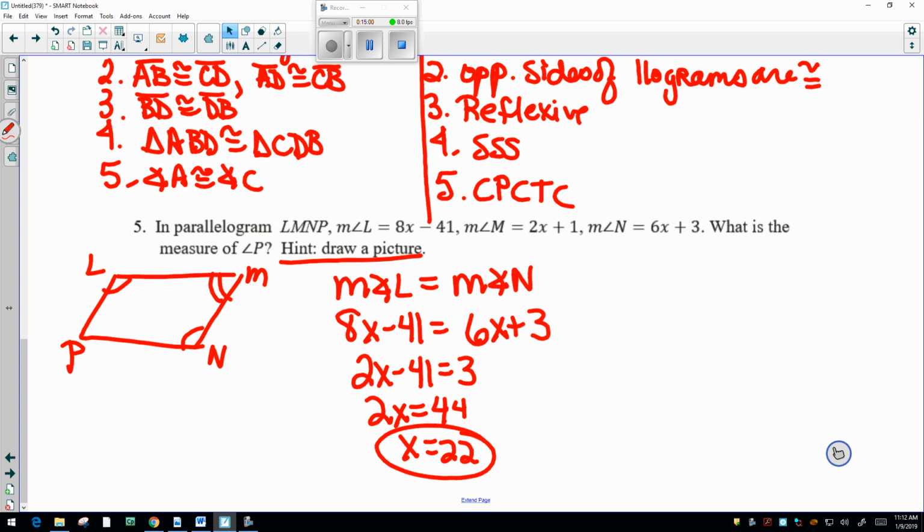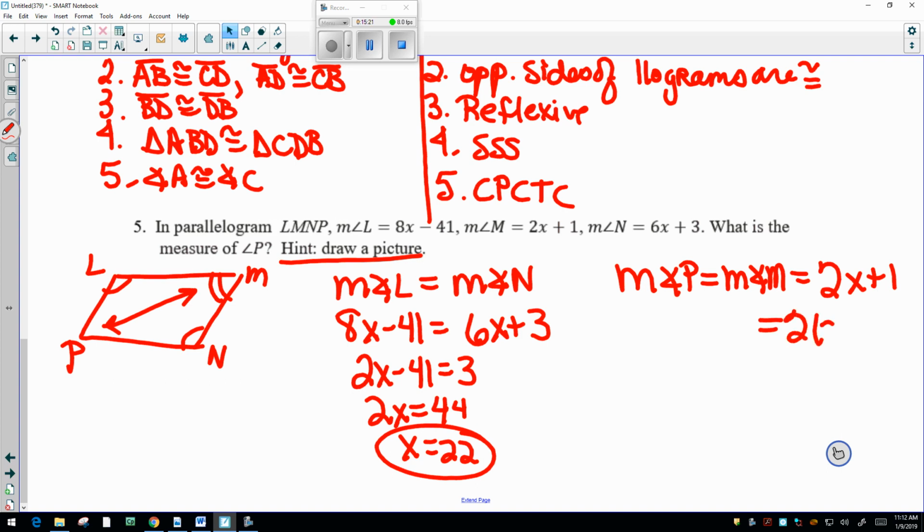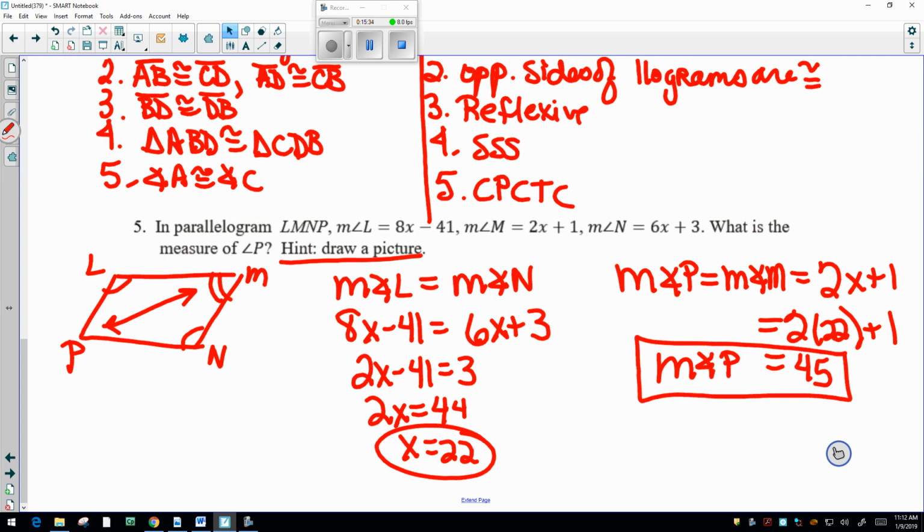Okay, and I'm trying to find the measure of angle P. Well, again, I know opposite angles are equal, so I know P and M must be equal. So the measure of angle P is equal to whatever the measure of angle M is. And measure of angle M, they told us, is 2x plus 1. So I'm going to substitute in place of x, 22. So 2 times 22, I have 44 plus 1 is 45, and I can now see the measure of angle P has to equal 45. I lied. Yep, that's 45.